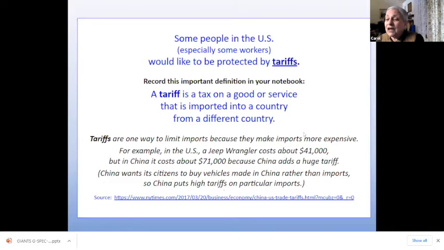If you buy that in the United States, it costs about $41,000. If the United States tries to sell a Jeep Wrangler in China, China adds a huge tariff that makes the same identical vehicle cost $71,000. So what kind of cars do you think people in China are going to buy if they have to face those kind of tariffs? I think I'll stop here because we have something about containers.